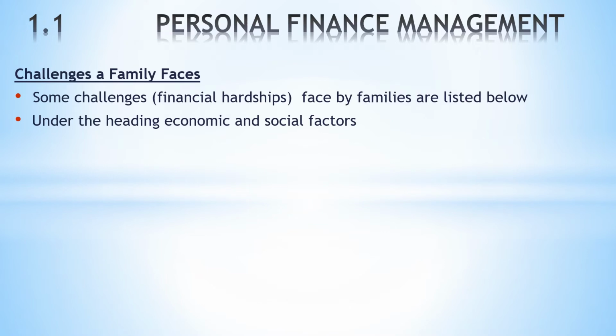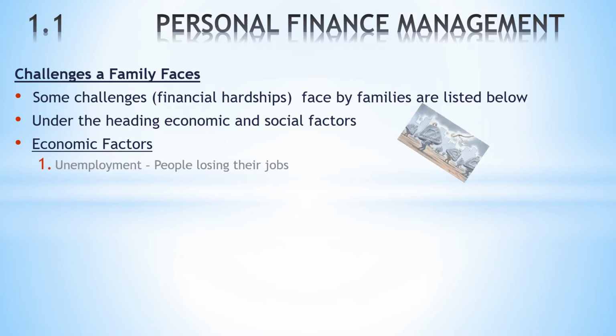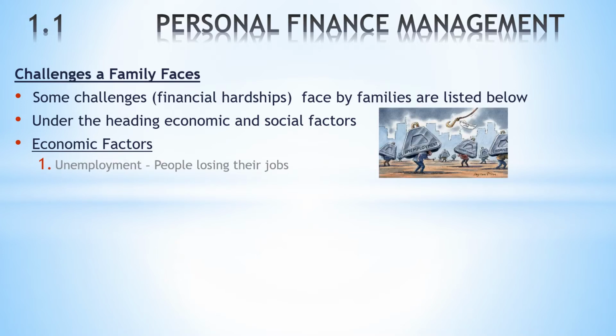So some challenges of financial hardship faced by the families will be listed here, and they will be under 2 headings. First of all, the economic factors and the social factors. So the first one, some economic factors of challenges faced by the family. First one is unemployment, people losing their job. Unemployed people are those who are willing to work but can't find a job. That is the actual definition for unemployment: those who are willing to work but are unable to find a job.